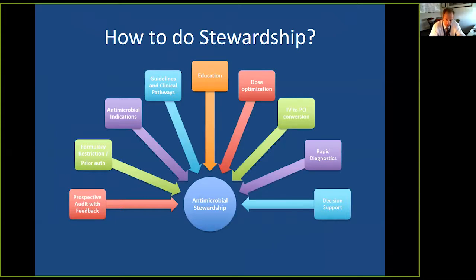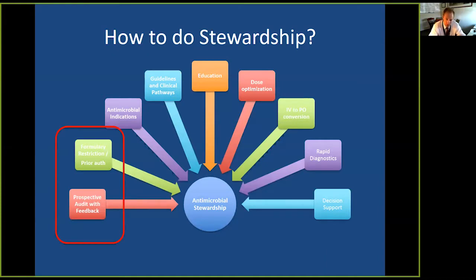So this is a slide that we've created on how to do stewardship, or what is stewardship. Stewardship's a lot of things. Developing guidelines and clinical pathways, that's stewardship. Education, dose optimization, IV to PO conversion, rapid diagnostics, decision support. All of these things are stewardship because you're trying to improve antibiotic prescribing. You may not call it as such, but it really is stewardship.